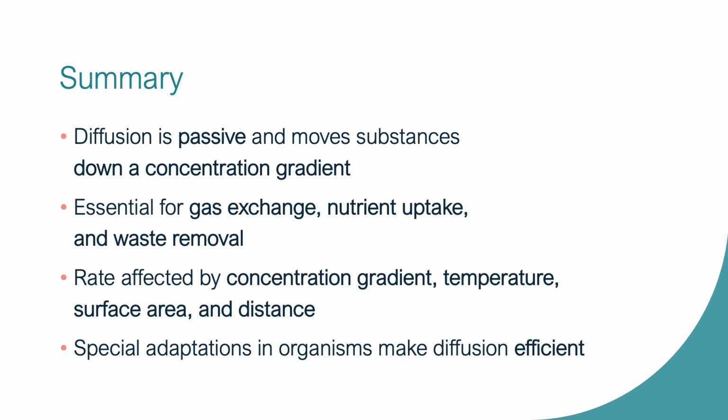In conclusion, diffusion is a passive process that allows substances to move from high to low concentration, or down a concentration gradient. It allows gases, nutrients, and waste products to be exchanged in all living organisms. Factors like concentration gradient, temperature, surface area, and distance affect the rate of diffusion. And specialized adaptation features allow diffusion to be carried out efficiently.